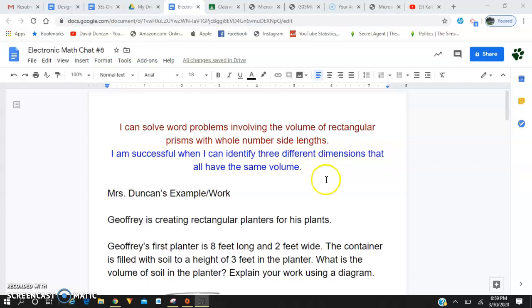You are successful when you can identify 3 different dimensions that all have the same volume. So you're going to have to identify 3 different dimensions that all come up with the same volume, like 3 different size boxes basically that all have the same volume with different lengths, widths, and heights.